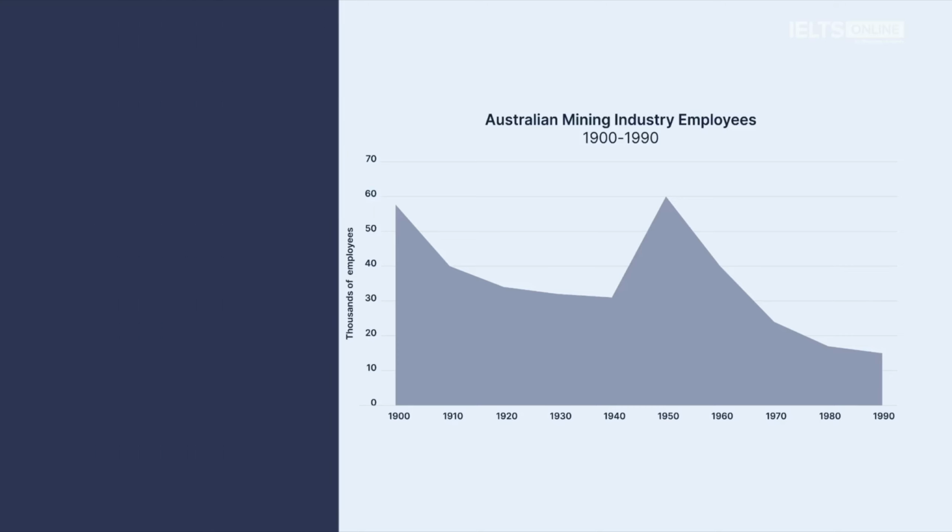The next part is the overview. This should be 1 or 2 sentences long and should provide a summary of the overall trend or significant trends in the visual. You should not use any numbers or specific amounts in your overview, as these details will be given later in the body.